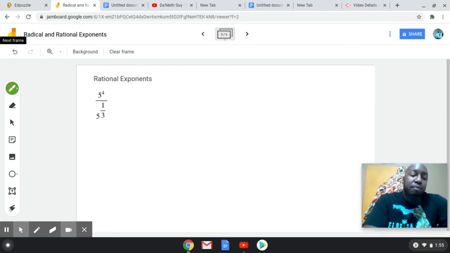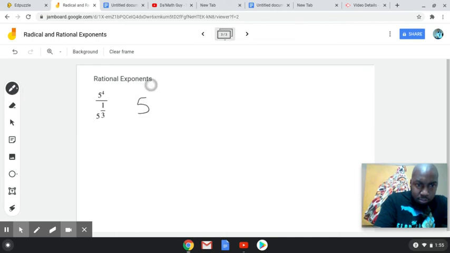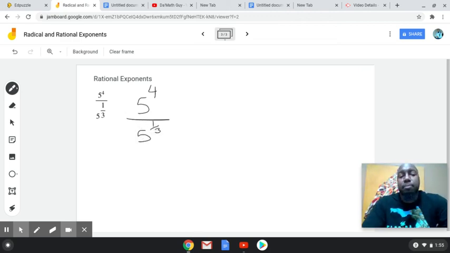5 to the fourth power divided by 5 to the 1/3. Again, this is 5 to the fourth power. Let me write this out a different way. So this is 5 to the fourth divided by 5 to the 1/3. This is what this is saying.